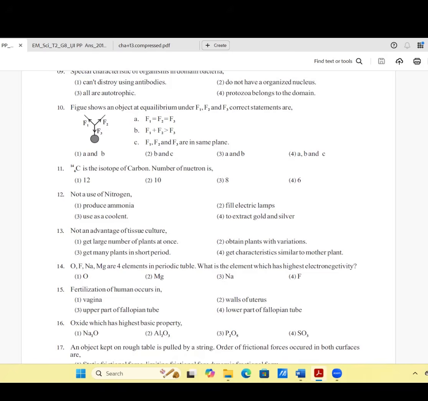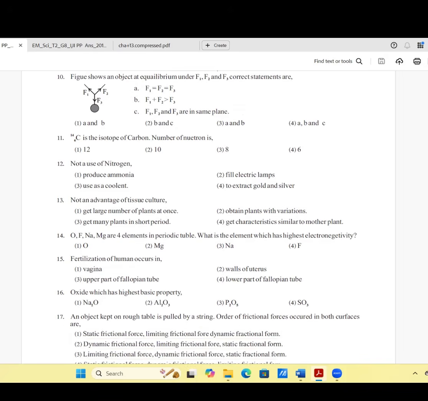Not a use of nitrogen. Uses are to produce ammonia, fill electric lamps, and use as a coolant. To extract gold and silver is not a use. 12th one, answer 4 is not a use of nitrogen.